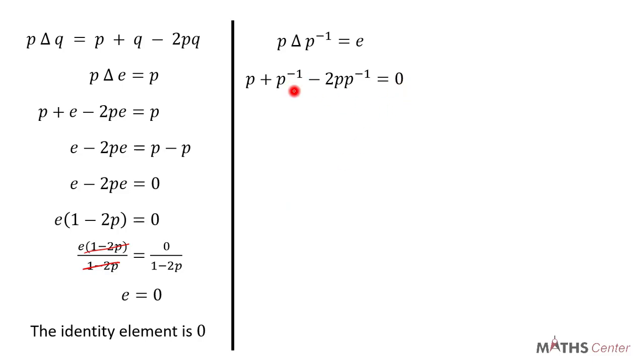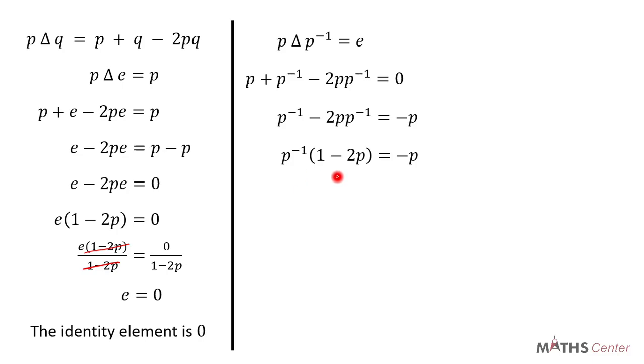We want to find P inverse. So I'll send P to the right hand side. When I do that, I'm going to have P inverse minus 2 times P times P inverse is equal to negative P. I'll factor P inverse out here. That will give us P inverse into bracket 1 minus 2P is equal to negative P.